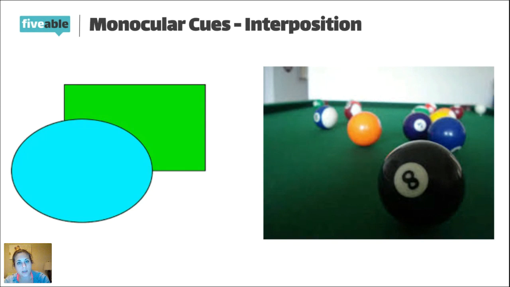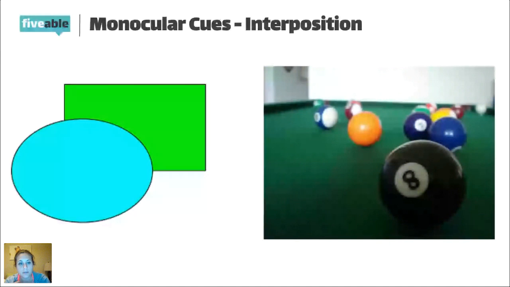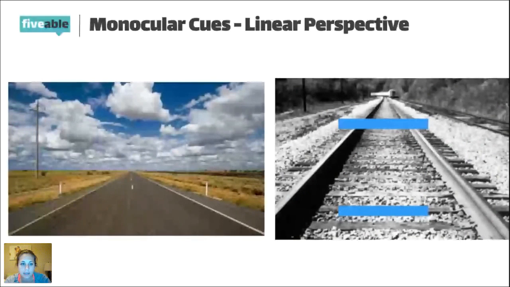The second monocular cue is linear perspective. That's the classic picture here, going down the highway, where it looks like the lines converge. My brain interprets that as distance. The closer the lines get together, the further away something is.